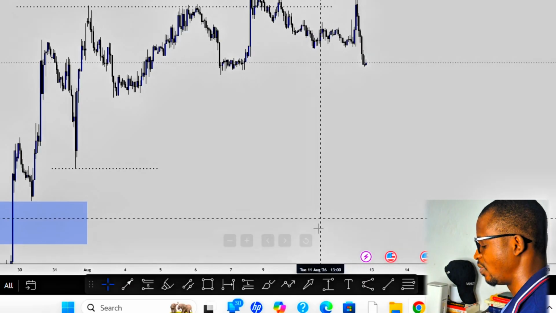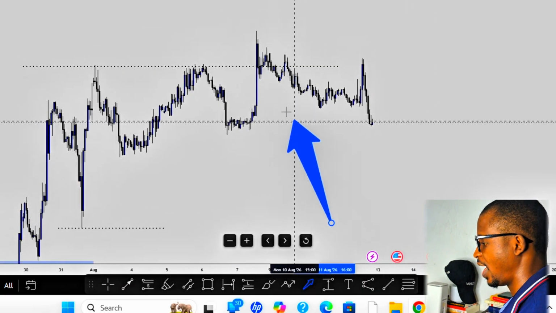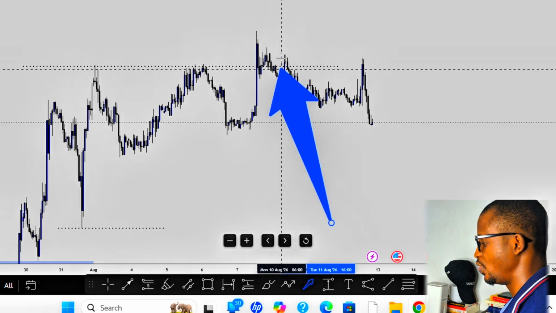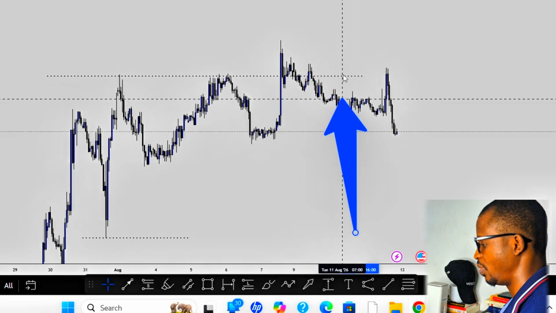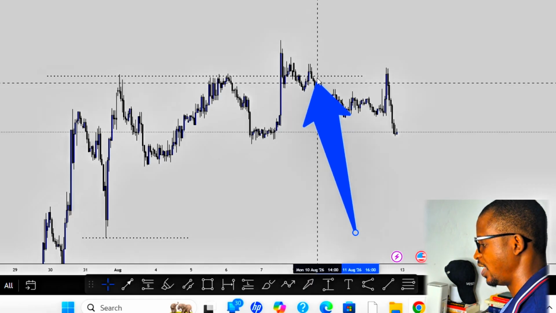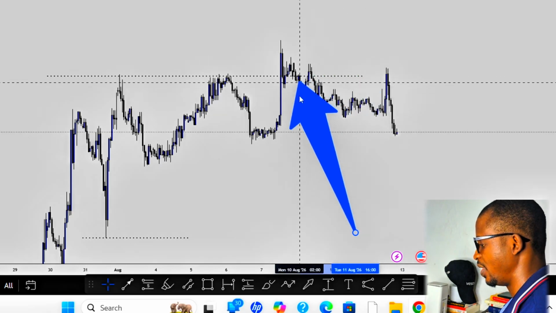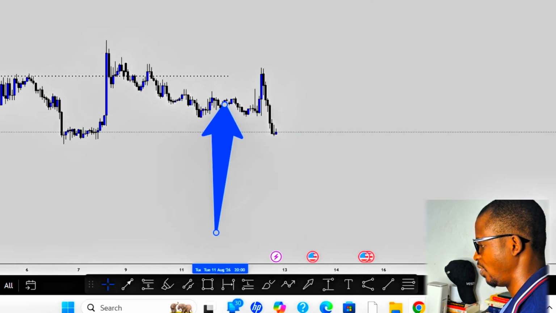You understand? Look at all this liquidity here. Look at what the price is doing here. At this point, if you are thinking of selling Euro USD, you are not going to be too wrong, because of course all the external liquidity that is sitting here, all the liquidity here, has already been grabbed. You understand? Look at this pocket of liquidity here.